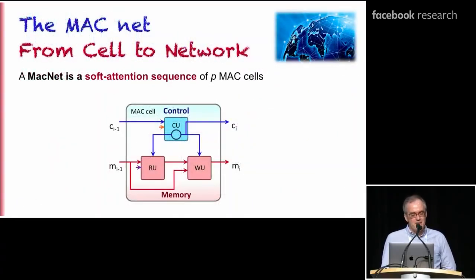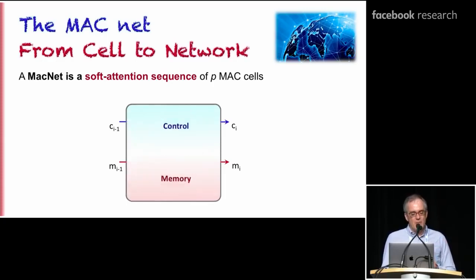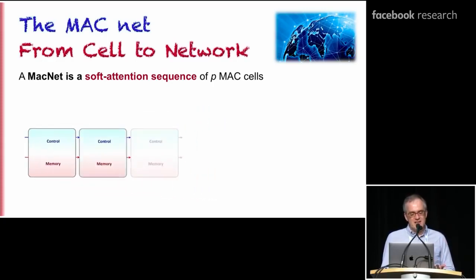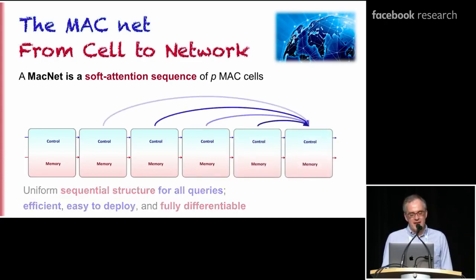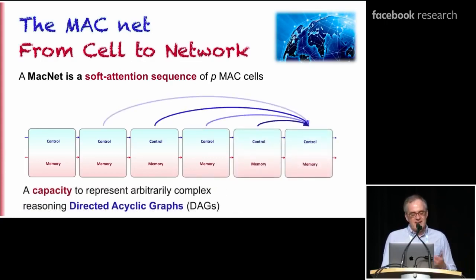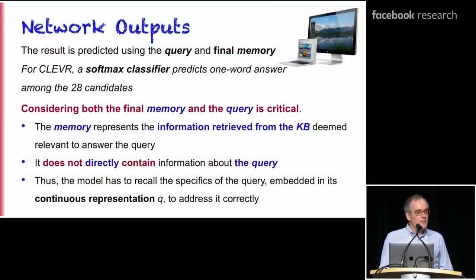Okay, so that's our MAC network, our MAC cell, and the way we make our whole MAC network is then just using these recurrently, and in particular allowing it to be a directed acyclic graph using attention. So this gives us a fully differentiable end-to-end model for reasoning. The final bit we have to have is network outputs.